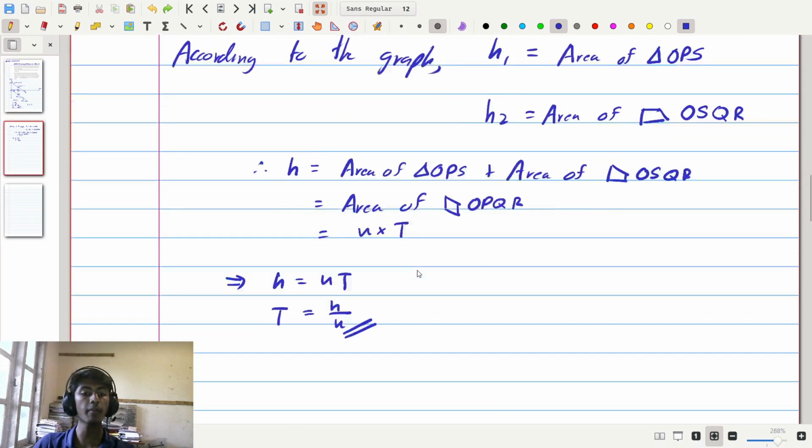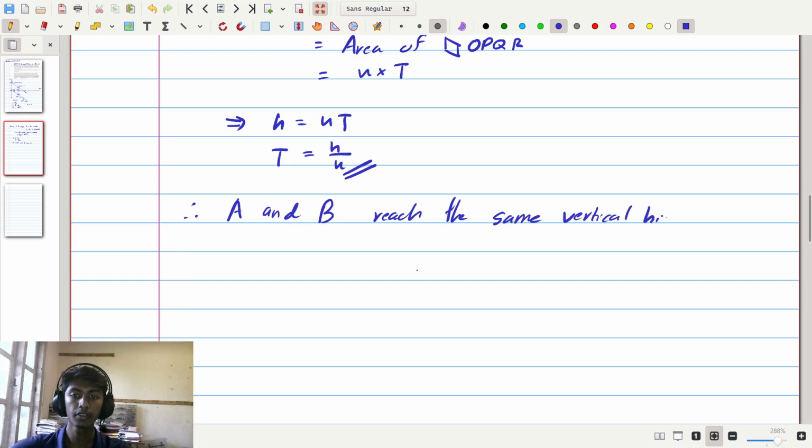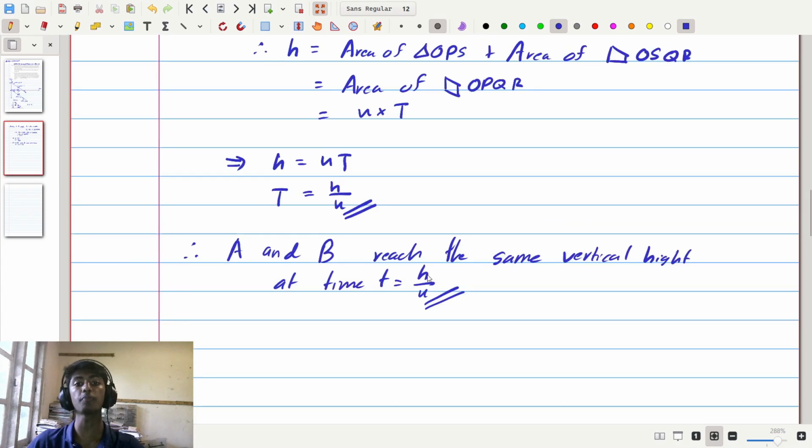So as a final statement to this question, we can say, therefore, A and B reach the same vertical height at time t equals h over u. And that's going to be the answer for the first part of the question.